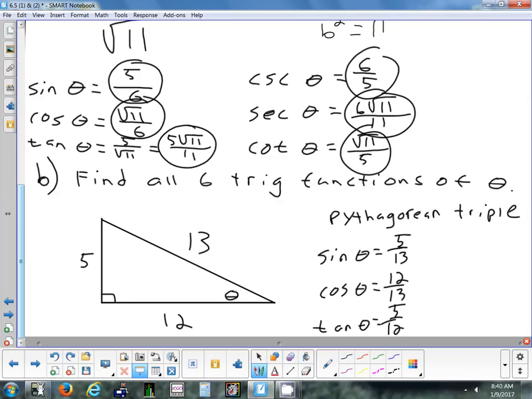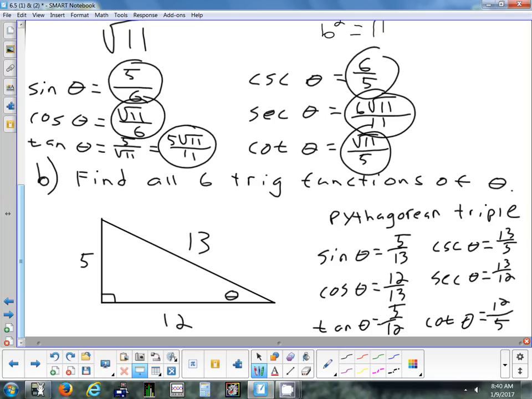And now, Francisco, to get the other 3 trig functions, what do I do with those? Flip them. So my cosecant is 13/5. My secant, 13/12. And my cotangent, 12/5. Any one of these 6 pieces of information is enough to find the size of that angle, if I really wanted to.